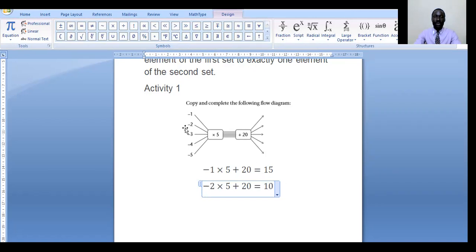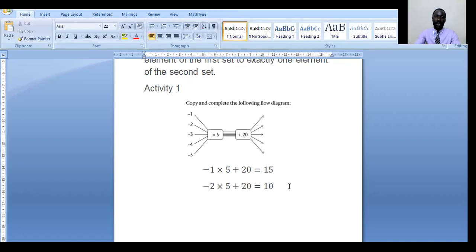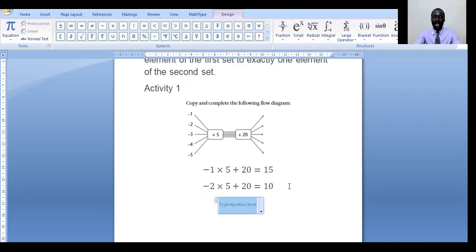So -2 gives 10, and 10 is unique to -2. Now, the next value in the first set is -3. So we would like to have -3, and what do we do? We multiply it with 5, because that is the process to go through. Then we add 20.